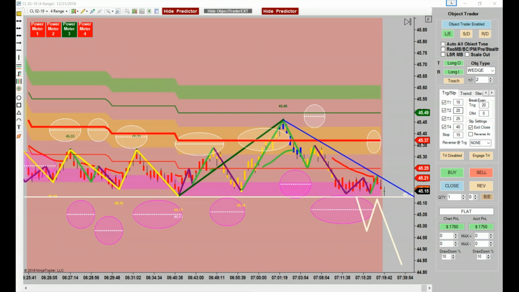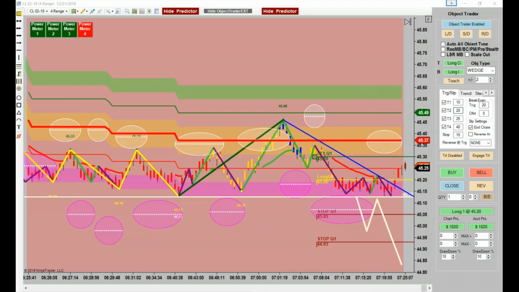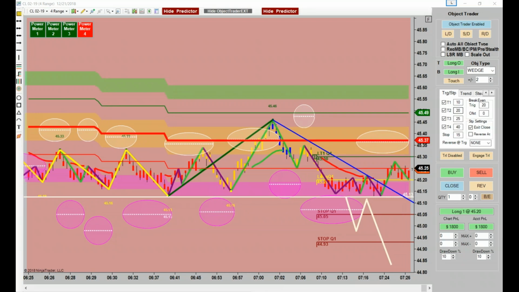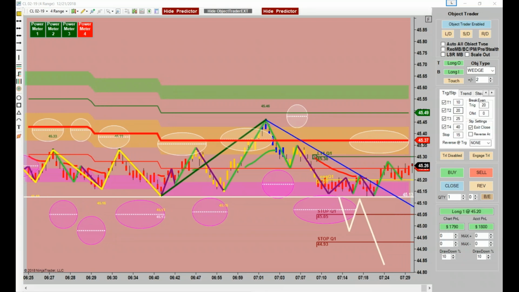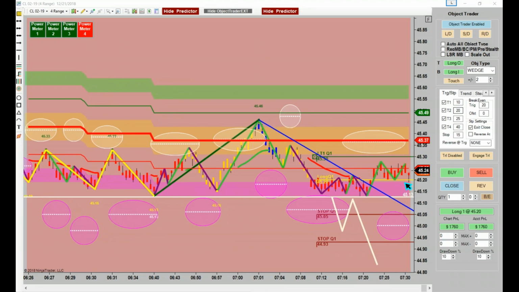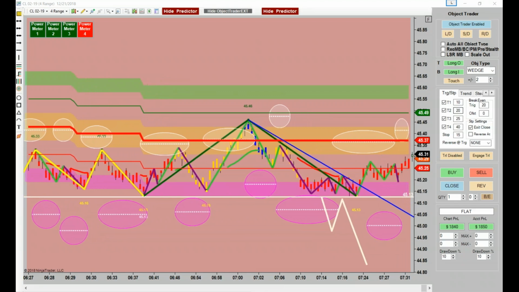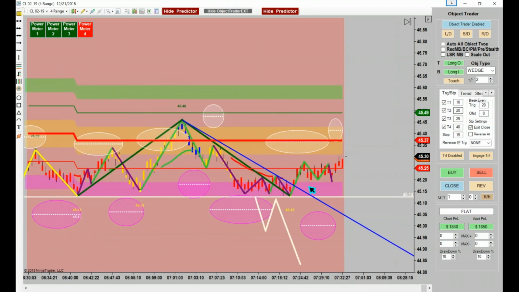Right at support. Higher low? Not yet. Not yet. There's a higher low. There you go. You just got 10 ticks. Everybody see how trend lines will also work on your charts?